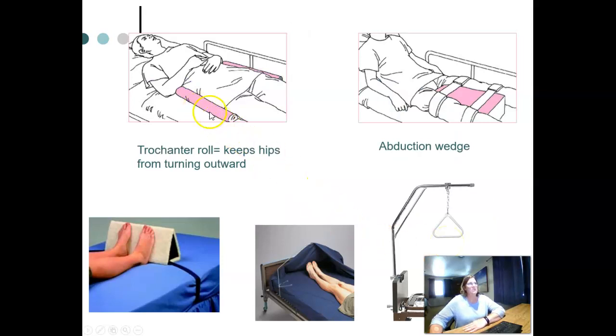You'll see trochanter rolls to keep the hips from turning outward, and an abduction wedge. And a lot of times my students will ask me, well, wouldn't this be a type of restraint because you're tying the legs to it? We kind of have to look at what's the intent of it. So when a person has a hip surgery, for instance, a hip replacement, it is critical that they don't cross one leg over the other. So if this is the surgical site, it's really important that they don't take this leg and cross it over that leg. And people forget, especially when they're sleeping.